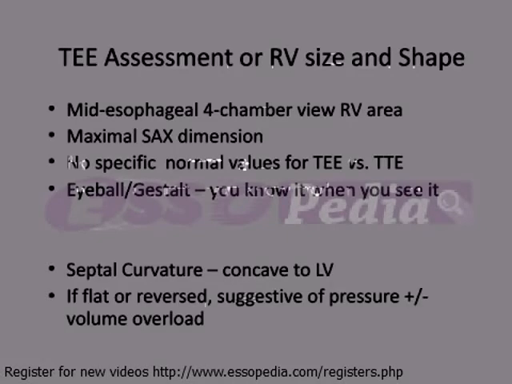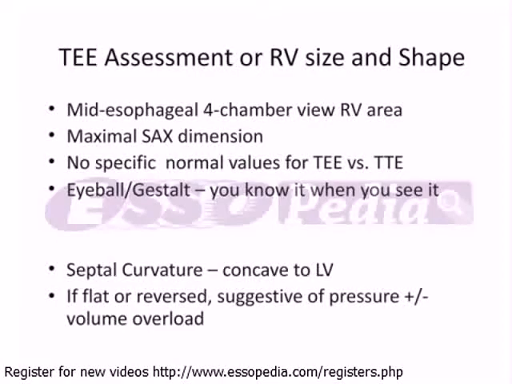What about transesophageal echo, a modality that's frequently used in the intensive care unit? The right ventricle area is usually measured from the mid-esophageal four-chamber view. You can also look at right ventricular area from its maximum short axis dimension. There are no specific normal values by transesophageal echo as opposed to transthoracic echo, and it often comes down to the eyeball or gestalt approach. The septal curvature is normally concave to the left ventricle, but if it's flattened or reversed, this is suggestive of pressure and/or volume overload.